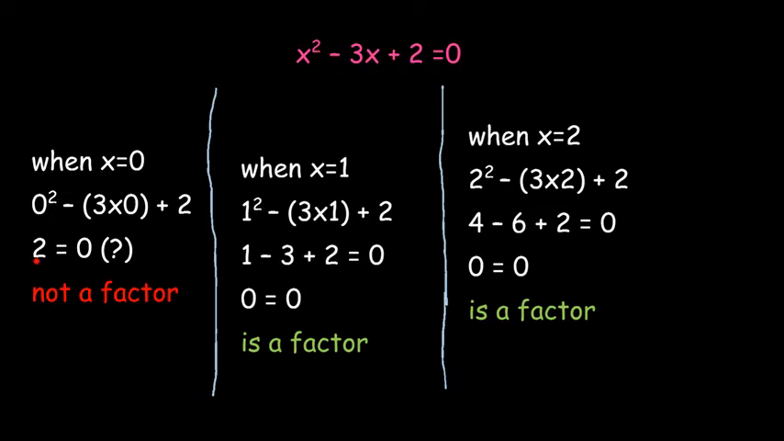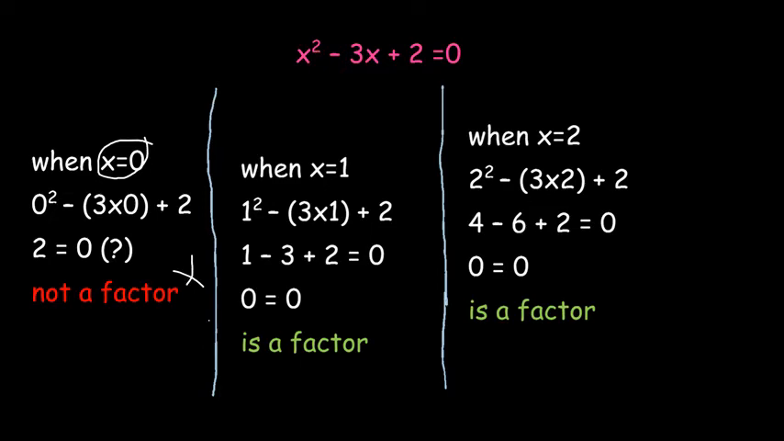Now 2 is never equal to 0. So you can conclude that x equals 0 is not a factor of this equation. Not a factor. That's a very bad cross, but I hope you understand.